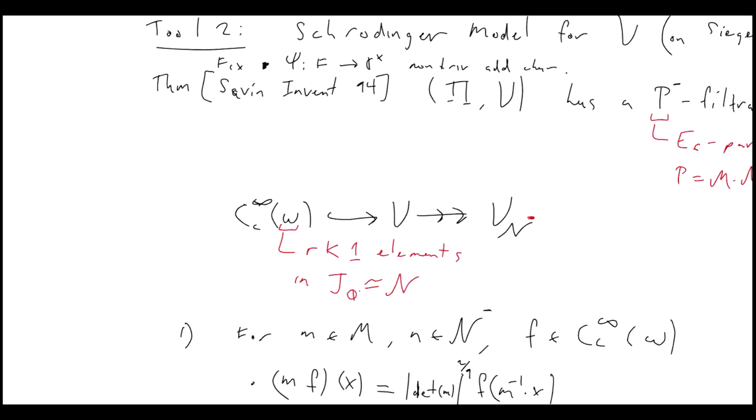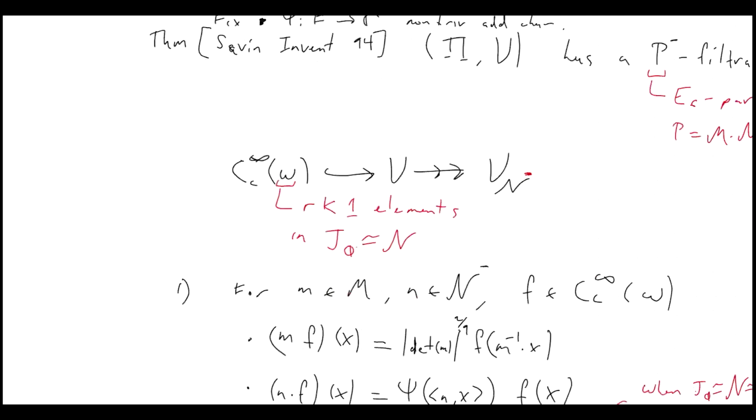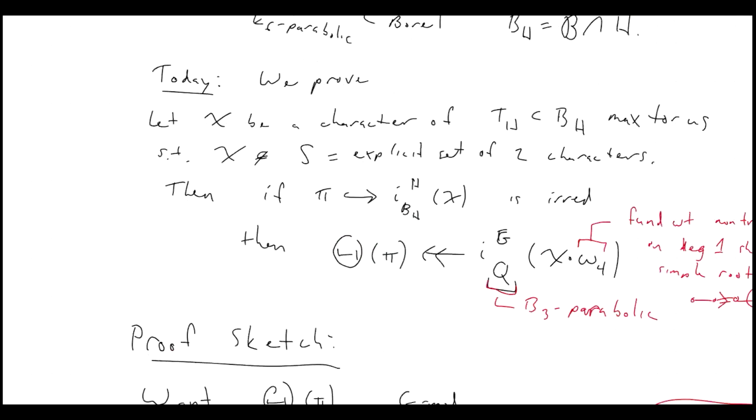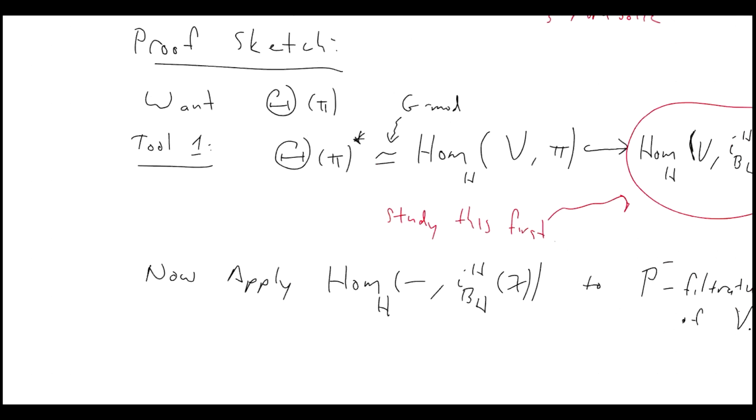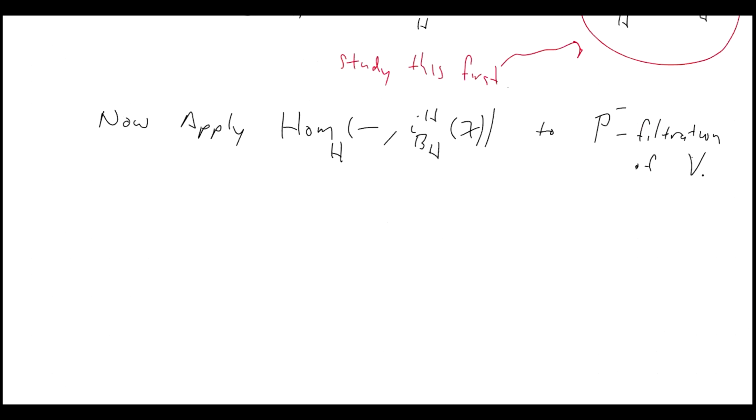This is going to reduce this Hom space in terms of the minimal representation, which we don't understand very well, to a Hom space in terms of the space of smooth functions on rank 1 elements. And this is something that we can get at more directly. So we're taking this functor, applying it to the exact sequence to get a long exact sequence.